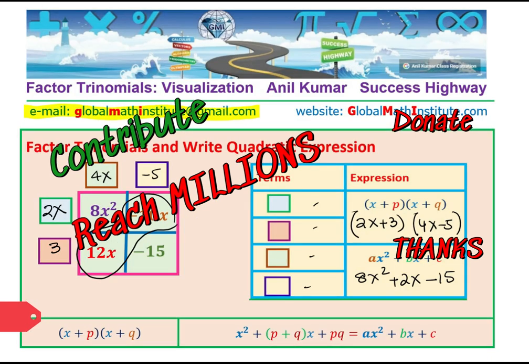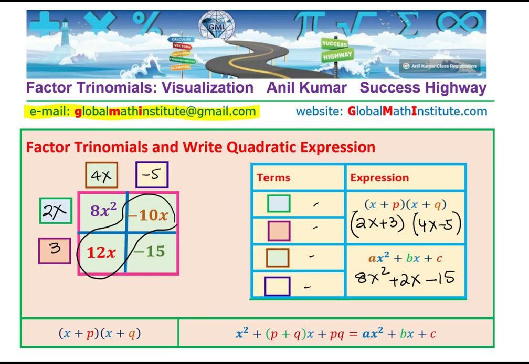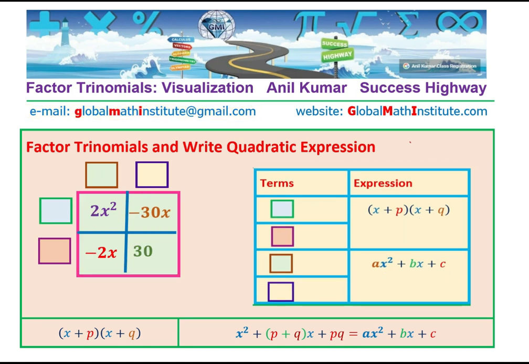Perfect. So I hope the concept is absolutely clear. Here is a variation. Now this time we have the numbers 2x squared minus 30x minus 2x and 30. Do you see something here? There is a term which is common to all of them, right?